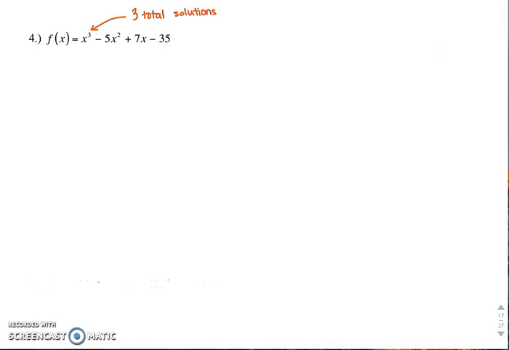Okay, so for number 4, we've got x cubed again, so we've got 3 total solutions that we should find when we're all said and done. So let's go ahead and really, if we're given the opportunity to graph, that's always going to be our first step to see what we can pull from the graph and then go from there. So I'm going to go to the calculator and graph x cubed minus 5x squared plus 7x minus 35.